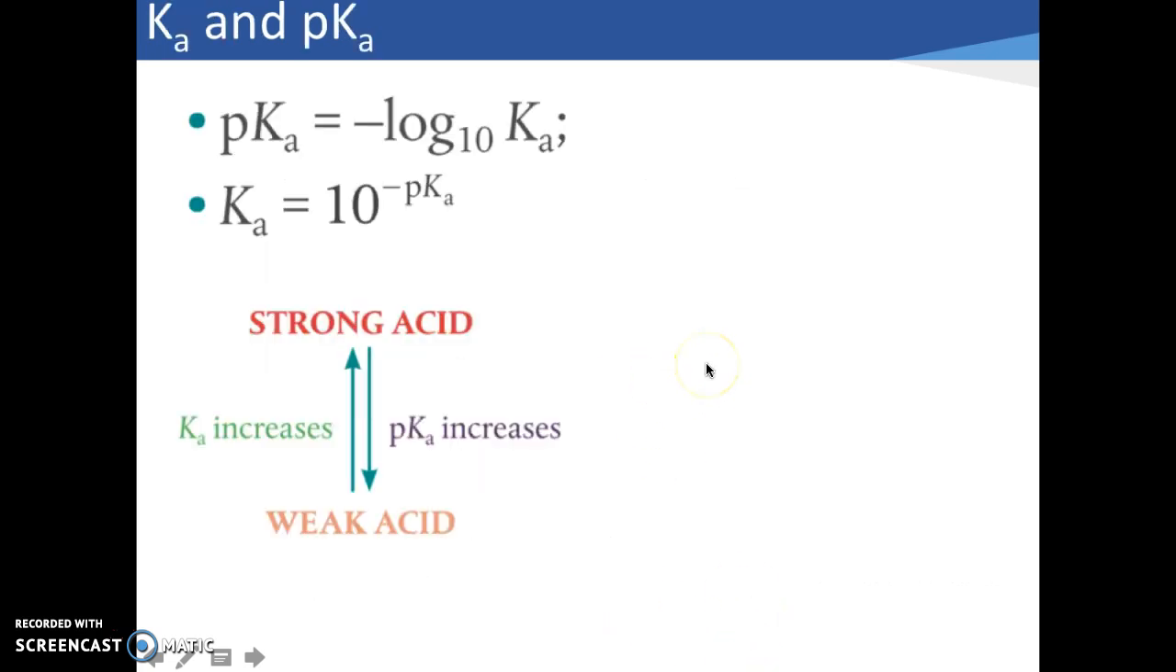Now, how does this relate to what we call the pKa? Well, pKa is just the negative log of Ka. And the idea is that as the Ka increases, your pKa is going to go down, right? So Ka is going to increase as you move from a weak acid to a strong acid, and therefore, as you move from a strong acid to a weak acid, your pKa is going to increase, right? So as you increase Ka here, your pKa decreases. As you increase pKa that direction, your Ka decreases. Yeah?